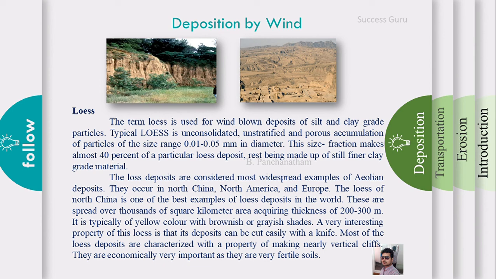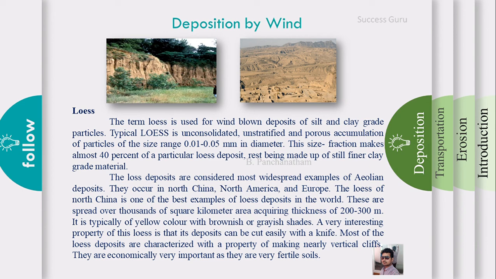They occur in North China, North America, Europe. The loess of North China is one of the best examples of loess deposits in the world. It is shown in the figure there. These are spread over thousands of square kilometers, occurring at thickness of 200 to 300 meters, and it is typically of yellow color with brownish or grayish shade.